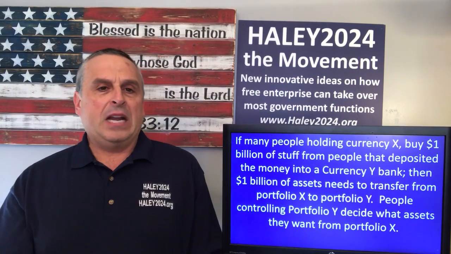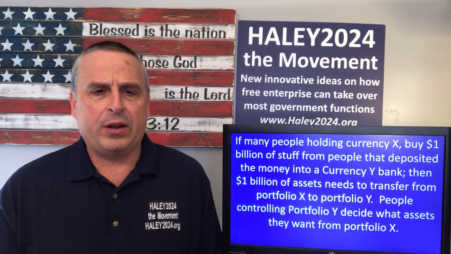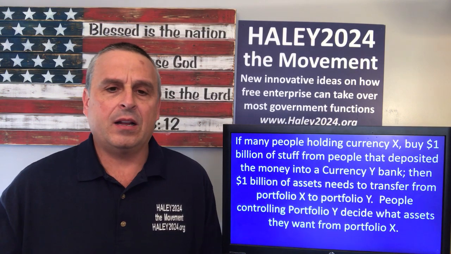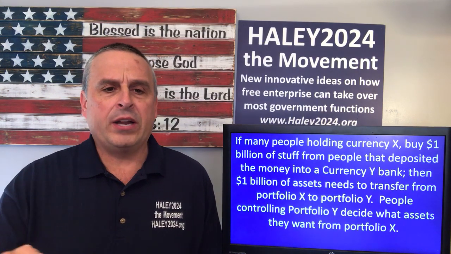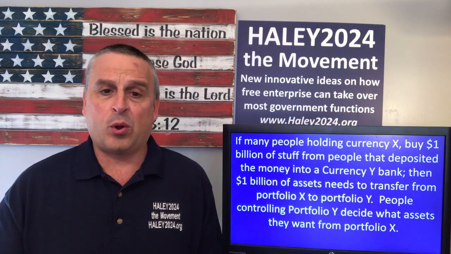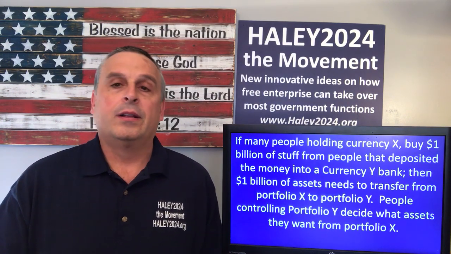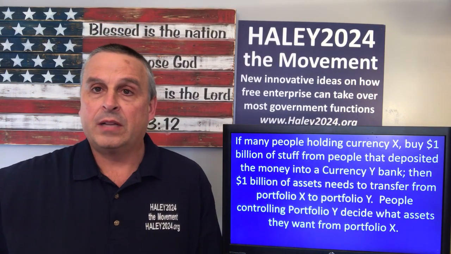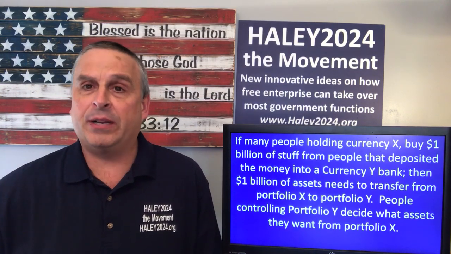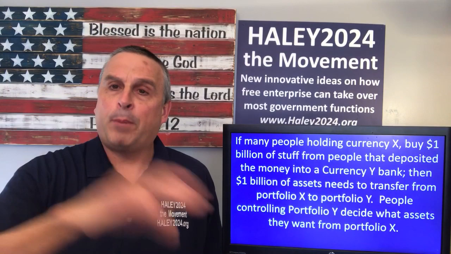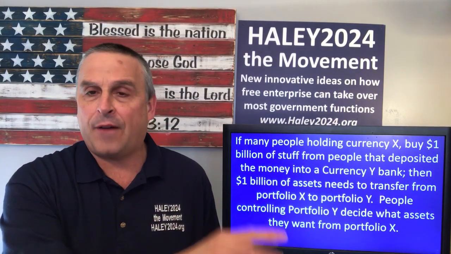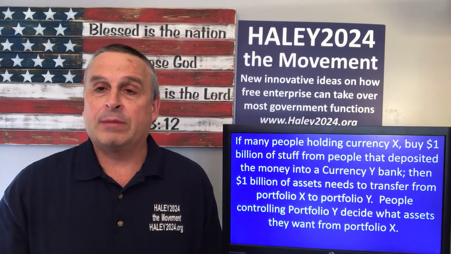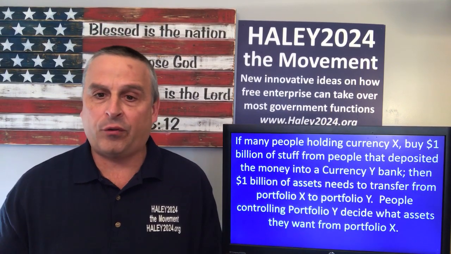Okay. If many people holding currency X buy $1 billion of stuff from people that deposit the money in currency Y bank, then $1 billion of assets needs to transfer from portfolio X to portfolio Y. So if a whole bunch of people who own currency X buy stuff from currency Y, then Y is the legitimate owner of that currency, which means part of that portfolio, which means they can go get $1 billion worth of stuff from currency X portfolio. That's what I'm talking about at the end of the day. They just transfer money for the differentials.